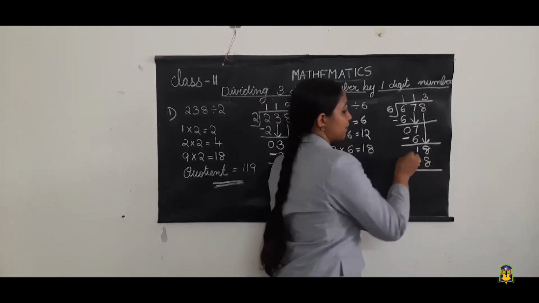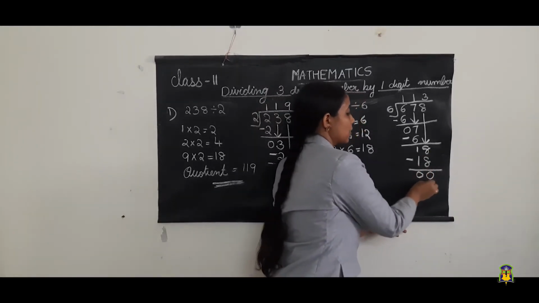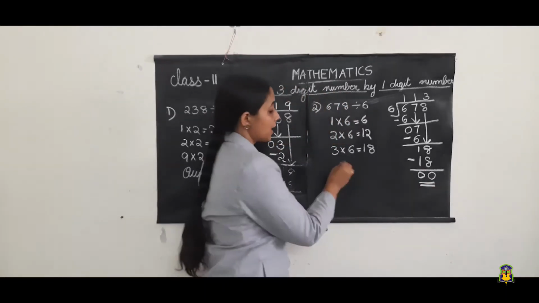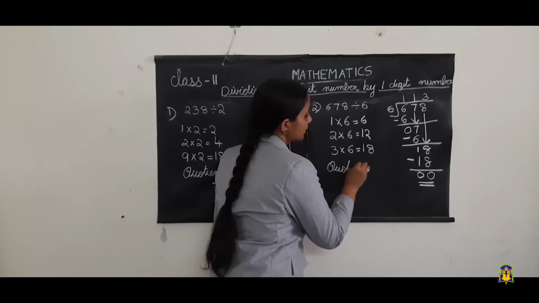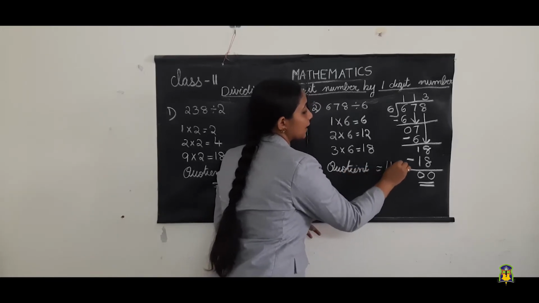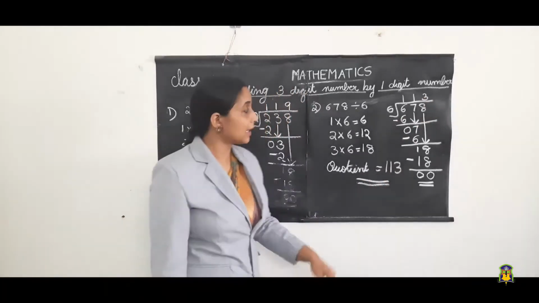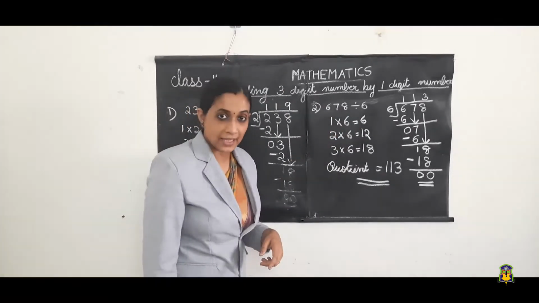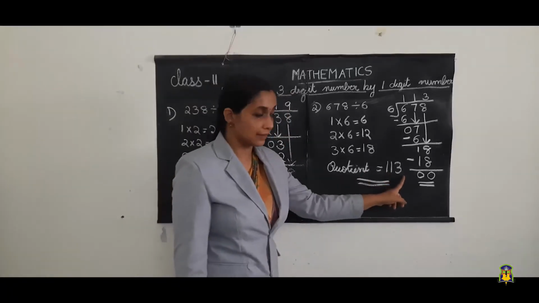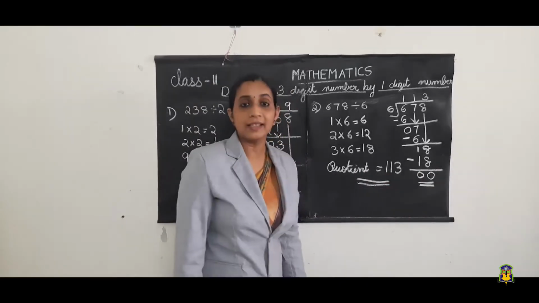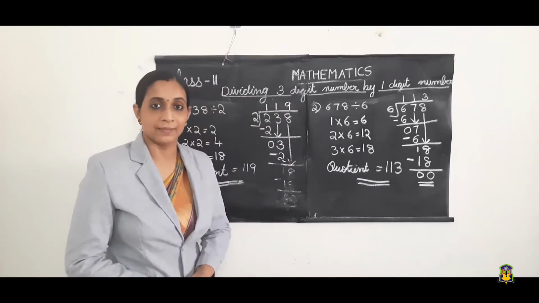What is the next step? Subtract. 8 minus 8 is 0. 1 minus 1 is 0. So what is the quotient here? The quotient is 113. Here the dividend is 678, the divisor is 6, the quotient is 113, and the remainder is 0. Now let us do word problems.